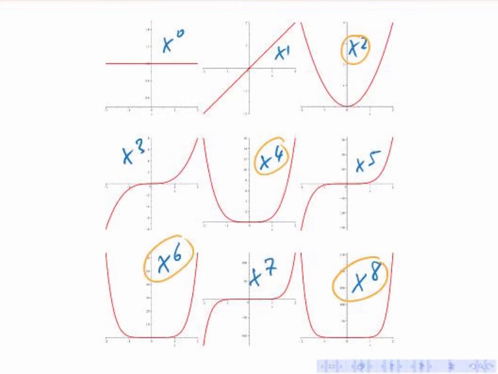They're all more or less similar, whereas the odd ones, of course, also look kind of similar. This, and this. They're kind of odd functions. And you can, of course, imagine how it continues. So x to the 9 will be like x to the 7, and x to the 10 will be a little bit like x to the 8, etc.